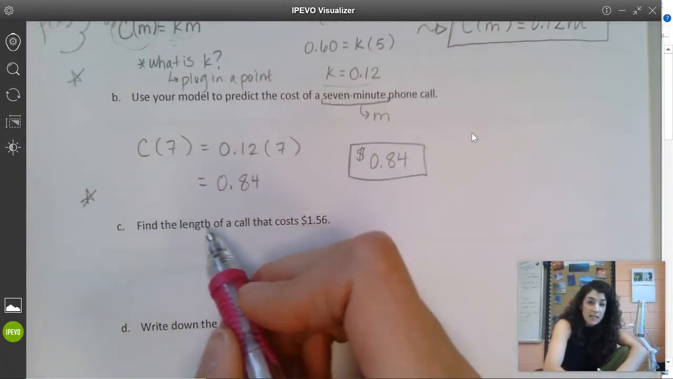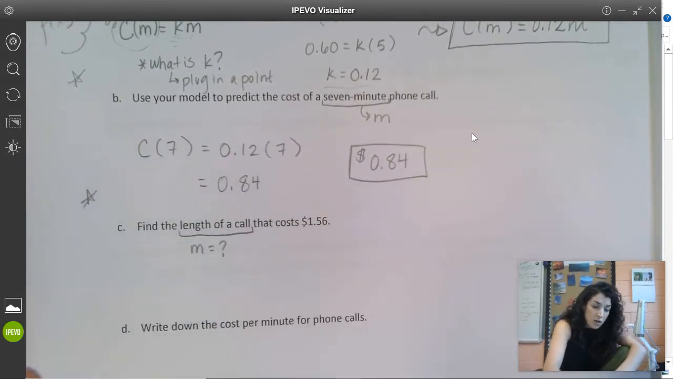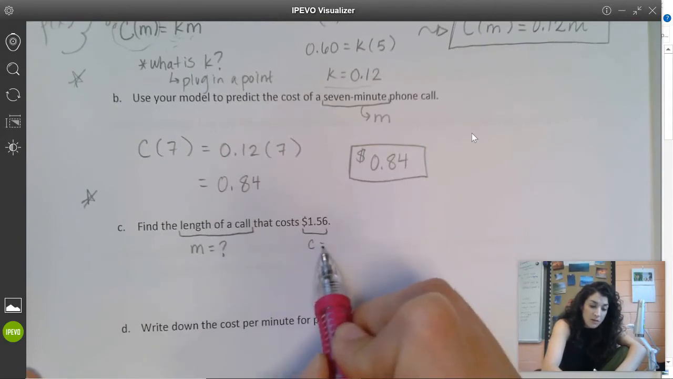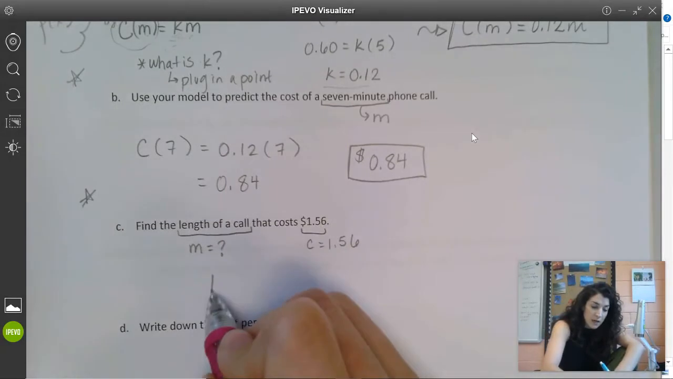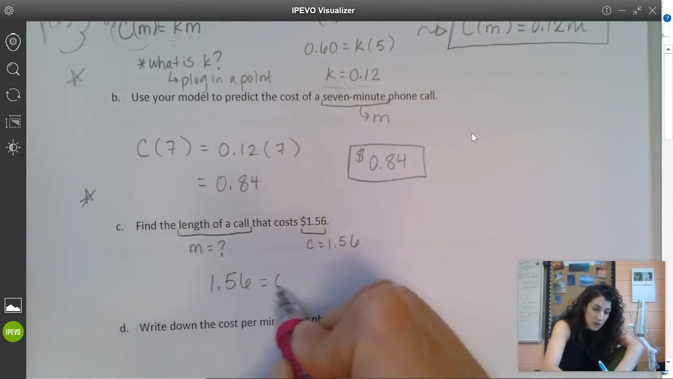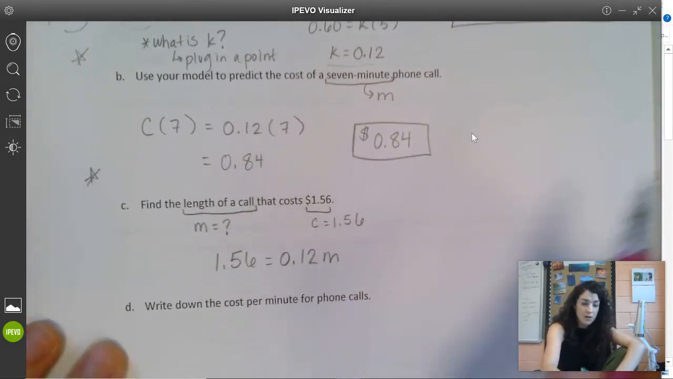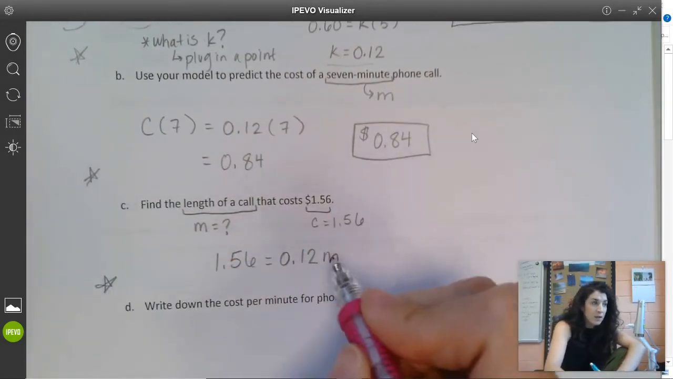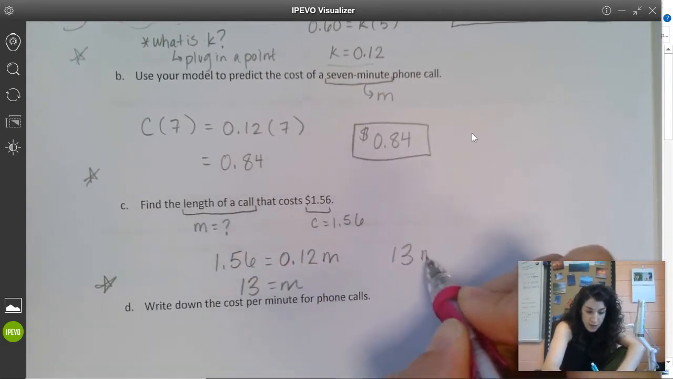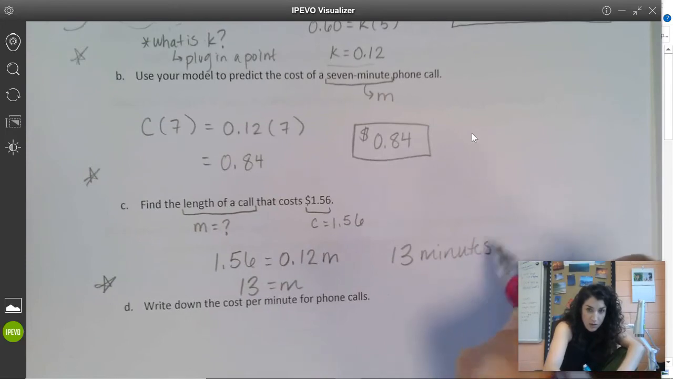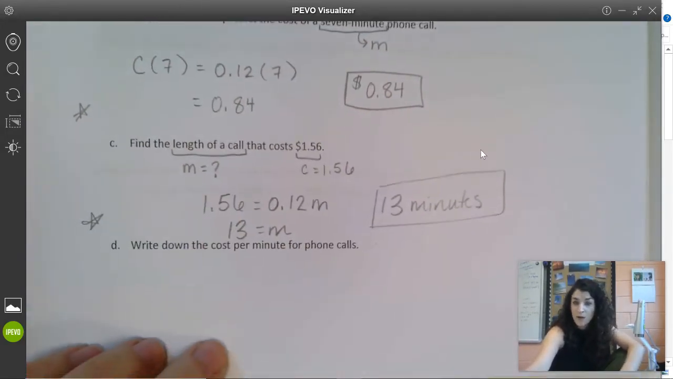This says find the length of a call. Length of the call is our minutes, which is unknown, but we do have a cost. So I plug in 1.56 for my cost, and it's equal to 0.12 times M. Go ahead and solve for M. We get 13 equals M. So your answer is 13 minutes. You just divided both sides by 0.12.